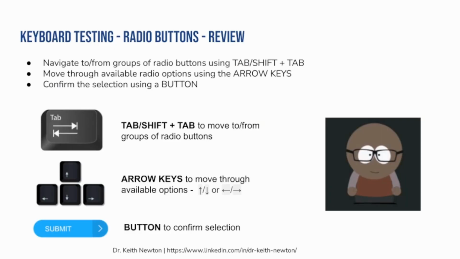Let's review. Navigate to and from those groups of radio buttons using the Tab key. You can get in or out using Tab or Shift plus Tab to move to or from an element respectively. Use the arrow keys once in the radio group to cycle through those available options. Up arrow or down arrow, or the left arrow or right arrow should perform the same cycling. And then finally, in order to confirm your selection, use whatever button has been added to that form or to those groups of radio buttons, either a submit or a done, whichever, as long as it's a button which will confirm that action.